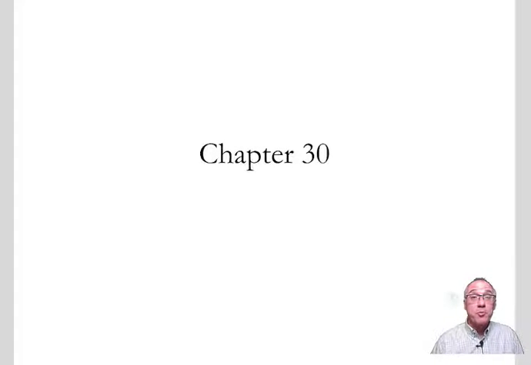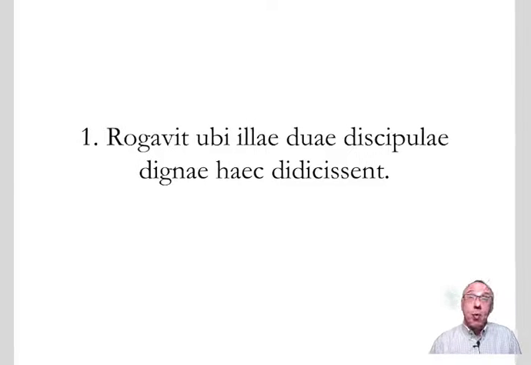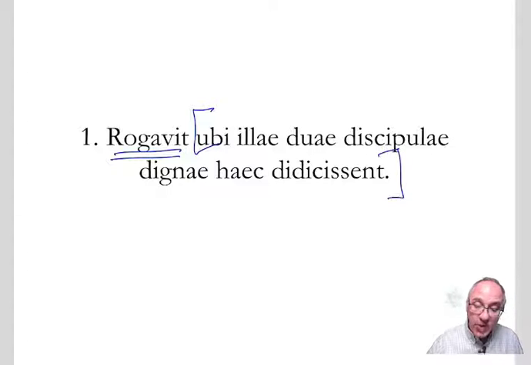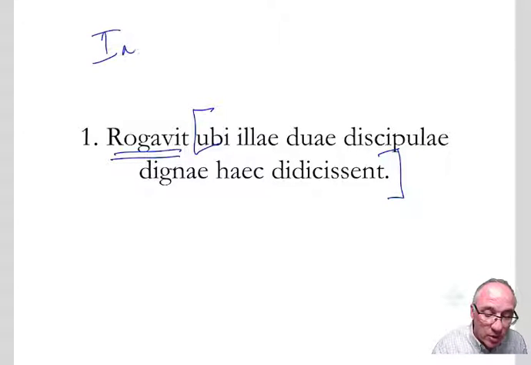Let's look at the sentences from chapter 30. Number 1. Rogavit ubi illi duae discipuli digni haec didicissent. He asked. Rogavit. That's it. The rest, ubi, all the way to the subjunctive, is what construction? We have a verb of questioning, and then we have an interrogative where? Indirect question.